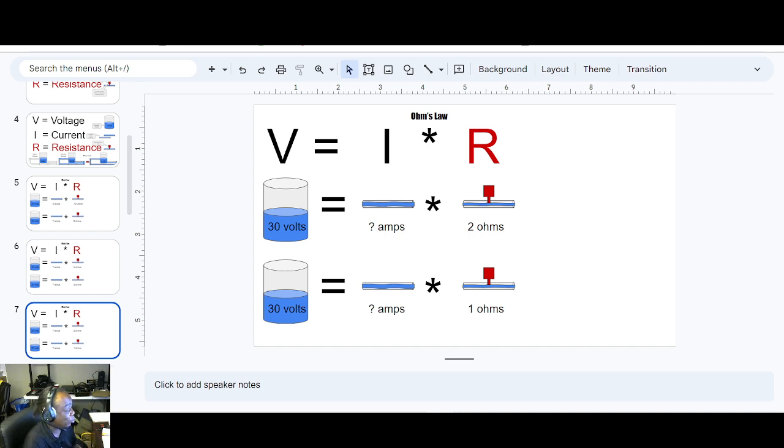So let's make the resistance even smaller. Let's let even more water go through there. So now it's down to 1. Well, your amps would now have to be 30. So from 15, now we're at 30 in order to have the voltage be the same.